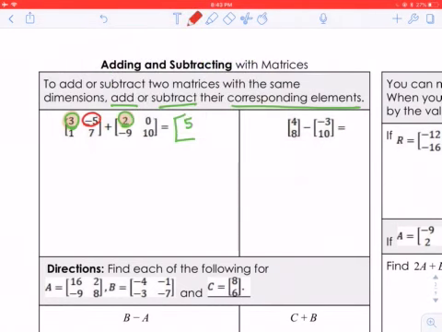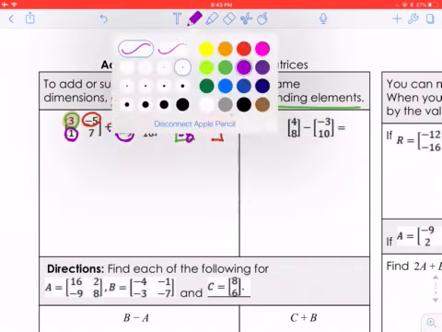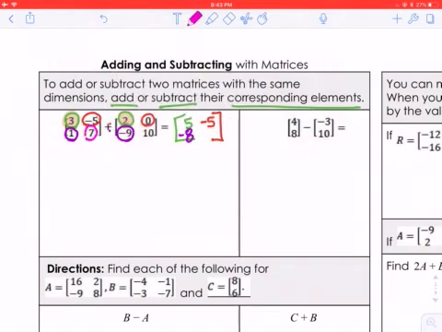I'm going to do -5 plus 0, which would just be -5. Put it in the exact same location. Okay, so I have 1 plus -9. That would be -8. I'll put that in the exact same location. And then 7 plus 10 would give me 17. So my ultimate answer would be 5, -5, -8, 17.